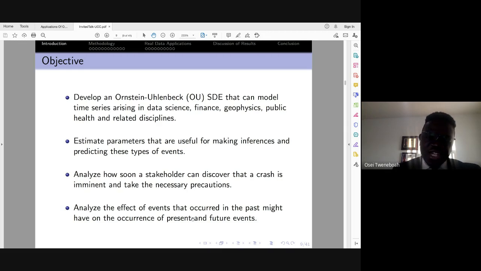If you're a public official, so for instance, if you are interested in modeling the evolution of the COVID disease, we can describe the evolution or the path. So if you're a stakeholder or the government, based on the evolution, you can take the right precautions, and then you can inform the public on the things to do.